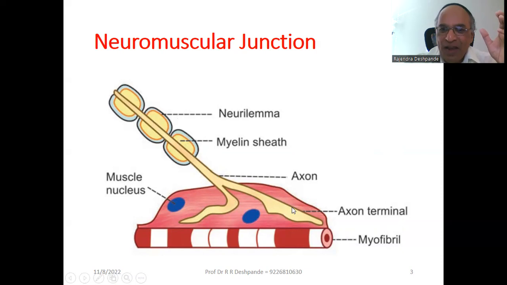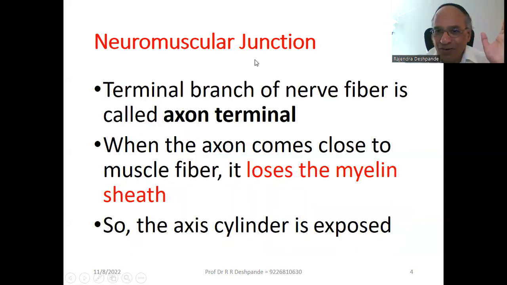This is the axon, and this axon terminal is there. This is the muscle fiber. Here you can see the myofibril, and this particular part where the nerve has entered the muscle is called the neuromuscular junction. All these figures are very important for your examination purpose.